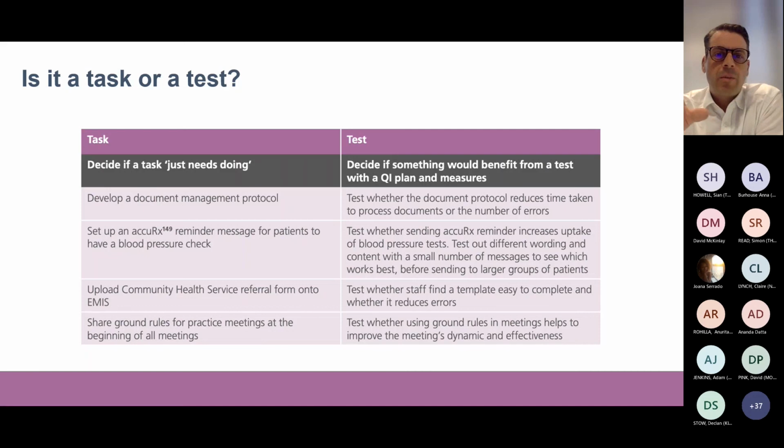So we've got some examples here. A really interesting one might be an Accurx reminder for patients to have a blood pressure check. That's just a thing that you need to do. The language you might use, or the time at which you send that out, or the different cohorts that you send it out to is the thing that you might be testing. Just as, if you're trying to improve the quality of practice meetings, ground rules can be really helpful, but that's just something you've got to do. Testing whether they make a difference to how people feel about the effectiveness of the meeting, that's the actual test.